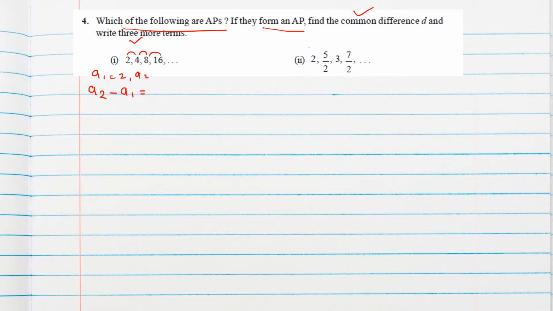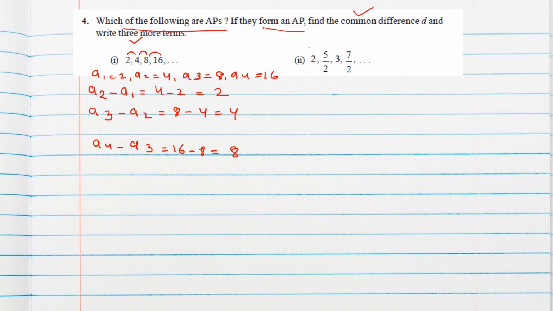Suppose A2 minus A1: here A1 is 2, A2 is 4, the third term is 8, and the fourth term is 16. So A2 minus A1 means 4 minus 2, which is 2. Then A3 minus A2, that is 8 minus 4, which is 4. Then A4 minus A3, that is 16 minus 8, that is 8. So here we can observe the difference is not constant. 2, 4 and 8 we are getting.